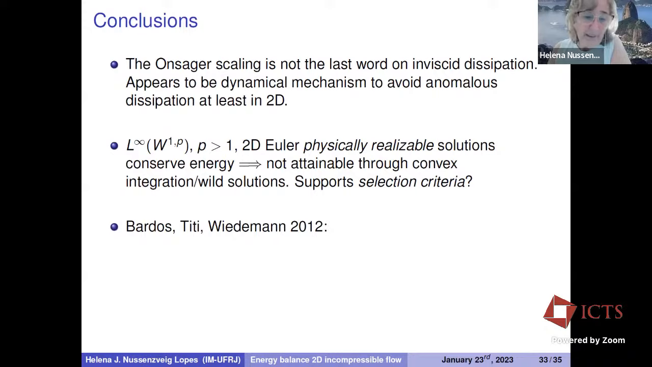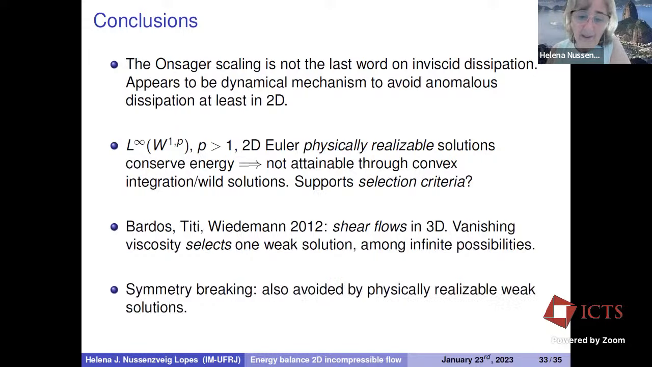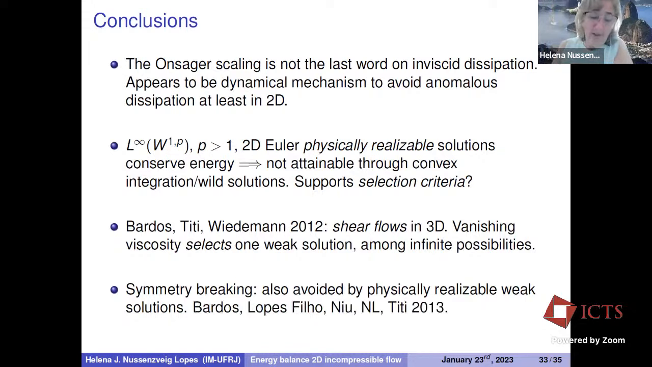Claude Bardos, Edriss Titi, and Emil Wiedemann had already shown back in 2012 that when they considered shear flows in 3D, the vanishing viscosity limits select one weak solution among infinite possibilities. Symmetry breaking is another mechanism which is avoided by physically realizable weak solutions. This was proved in joint work with Claude Bardos, Milton Lopes Filho, Dongjuan Niu, and Edriss Titi from 2013. So another instance of a selection criterion here.